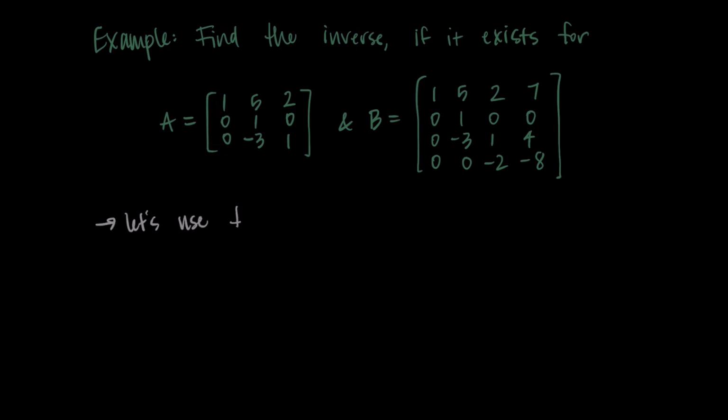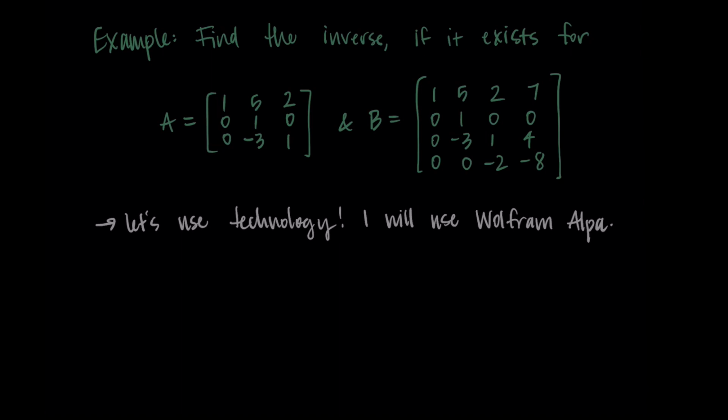To find these inverses, I'm going to use technology to do our row reduction so that we're not doing it by hand. You can use whatever technology you like. Maybe you know how to do some coding and you can do it that way. Maybe you have a graphing calculator. I'm going to use Wolfram Alpha.